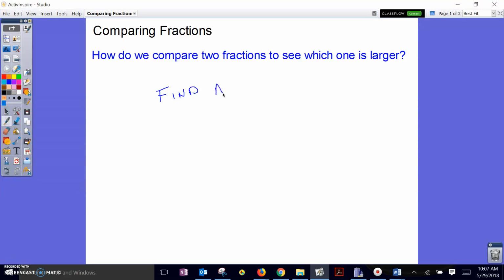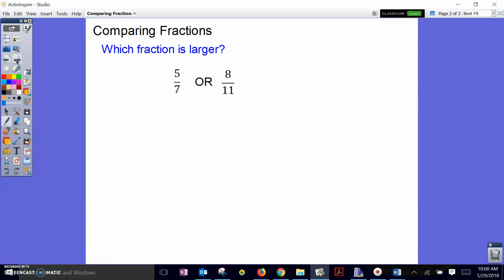find a common denominator. And this doesn't necessarily need to be the least common denominator. It can be any common denominator. As long as we come up with a common denominator for the two fractions, this method is going to work for us. So let's go ahead and look at the first problem.